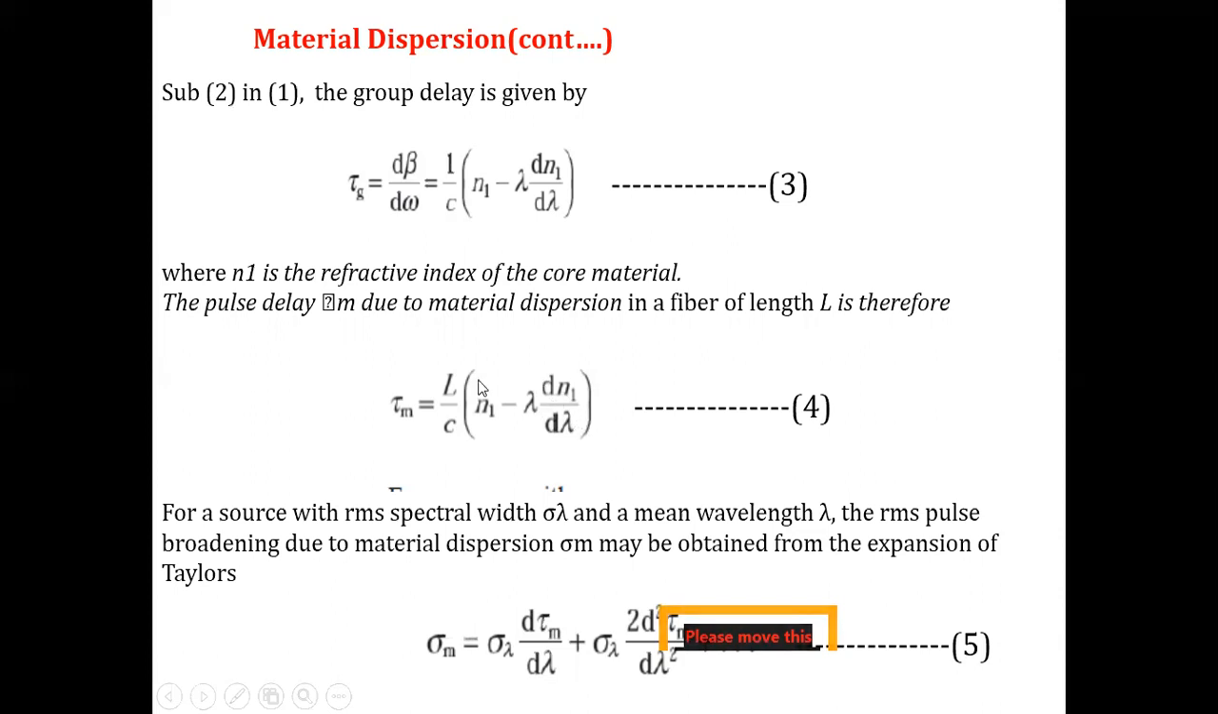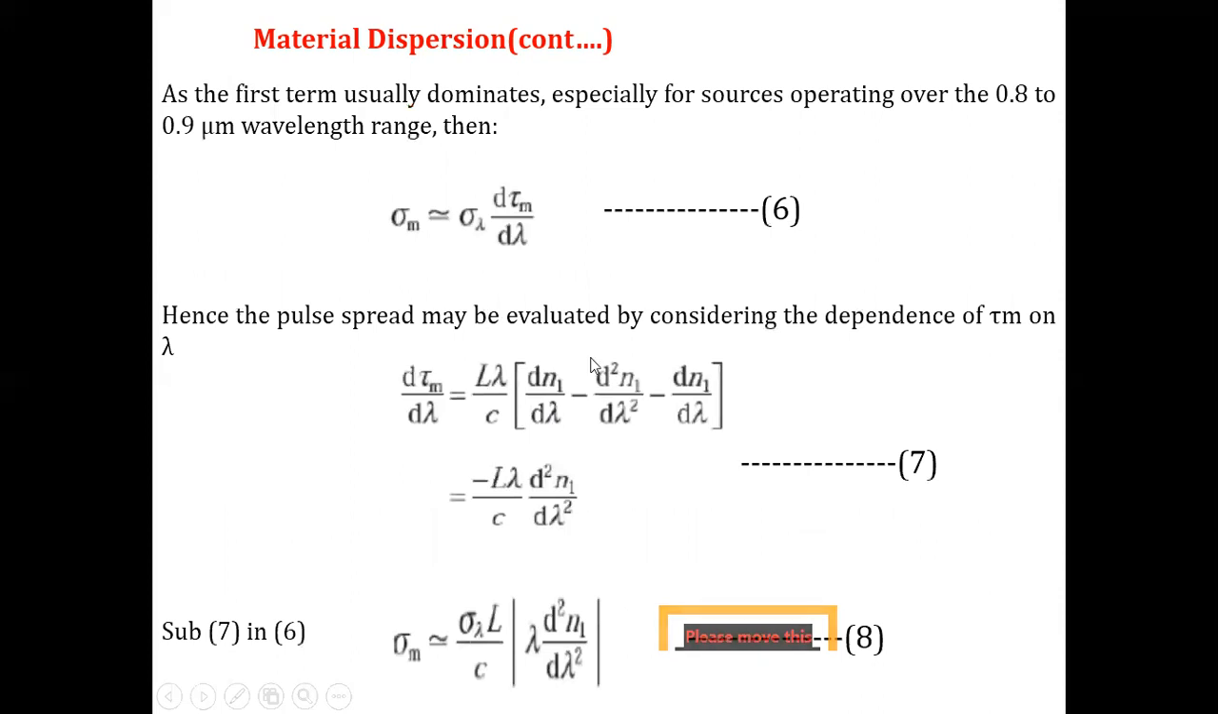So here you will be getting the value like this. So plus dn1 divided by d lambda minus dn1 divided by d lambda get cancelled. So by rearranging this expression, we will get d tau m divided by d lambda is equal to, here we have the negative sign, right? So minus L lambda divided by C into d square n1 divided by d lambda square.